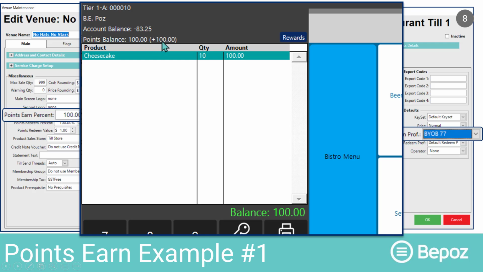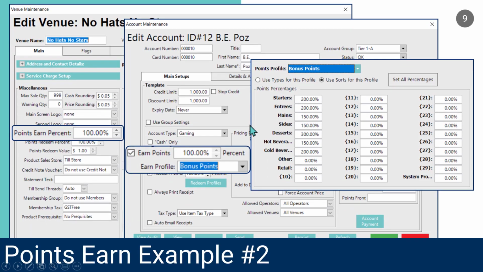I believe I mentioned in the last lesson that the points info would show here, but since we didn't have any points things set up yet when we went through that accounts lesson, nothing was showing, but now it does. So we'll be able to see the points balance there, including the number of points that are being earned in this particular transaction. Cool. Moving on to points earned example 2.